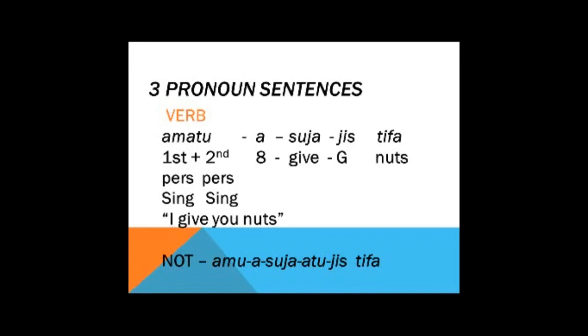So we have here in this verb form, matua suya yis, the pronoun representing the subject, I, followed by the pronoun representing the indirect object, you, followed by the noun class prefix representing the direct object, the nuts. So the whole lot put together is matua suya yis, tifa. And not, as you might expect from the previous sentences we've been looking at, amuasuya yatu yis tifa, which would be incorrect.